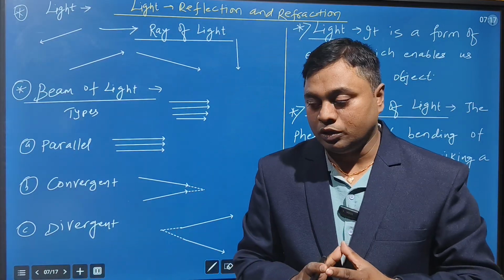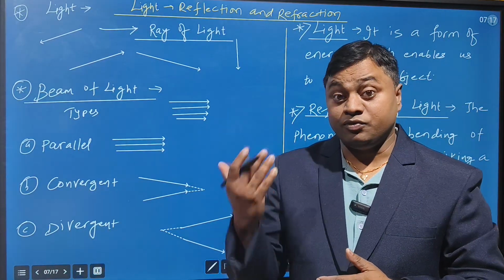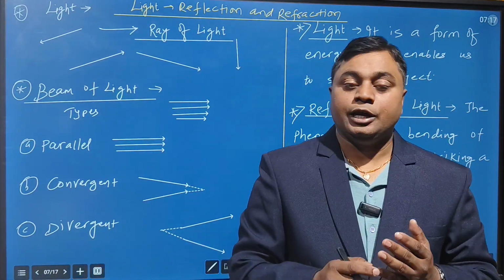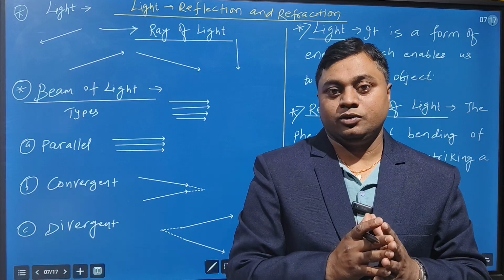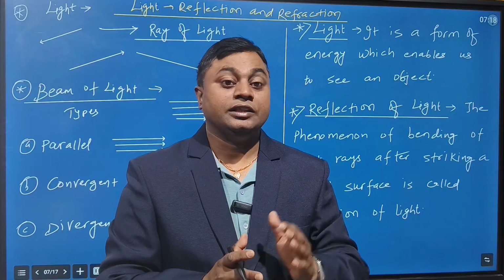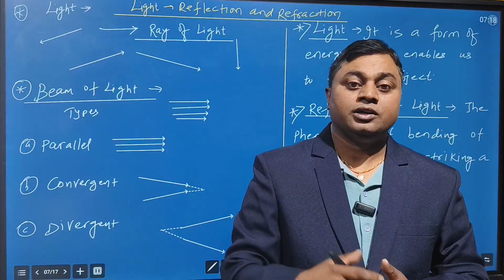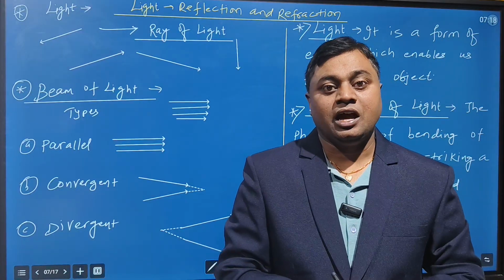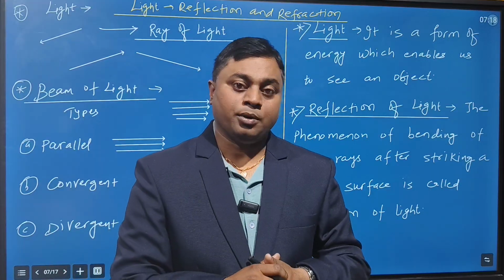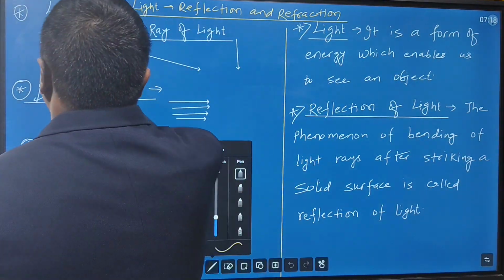What are the concepts we are going to cover? First, you should know what is light. Then reflection of light, laws of reflection, then real image and virtual image, image formed by the plane mirror. Then we will move to the spherical mirror, that is concave mirror and convex mirror. Then rules of image formation. After that, image formed by the concave mirror, convex mirror, sign convention. After that, mirror formula, magnification of mirror. And last, we will take problems. Okay, so let's start. First point, light.